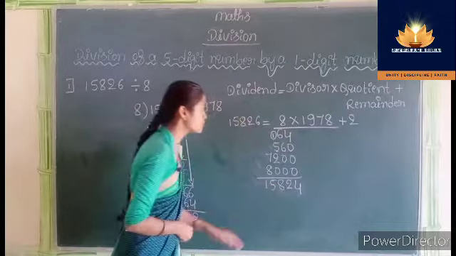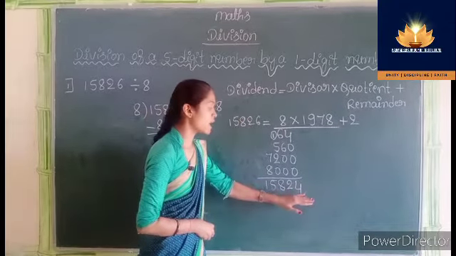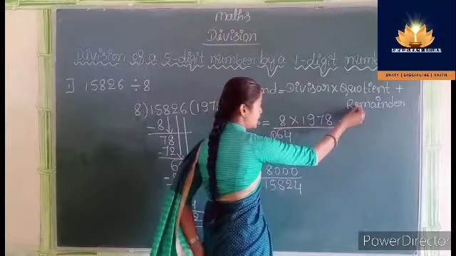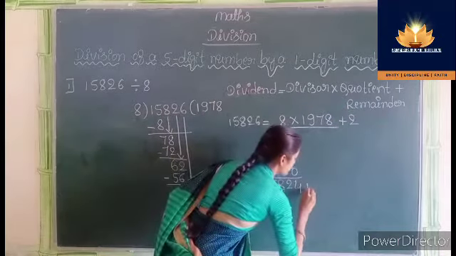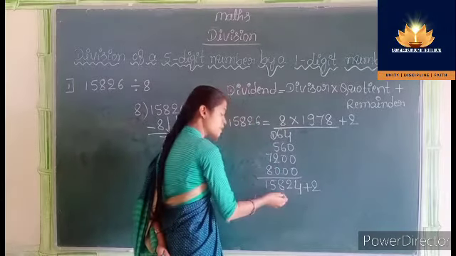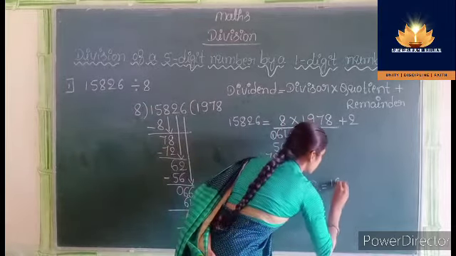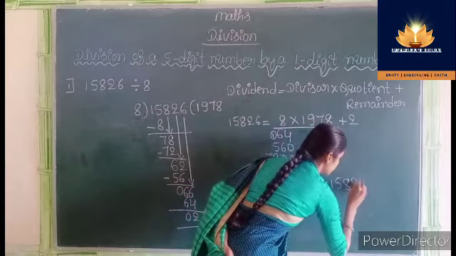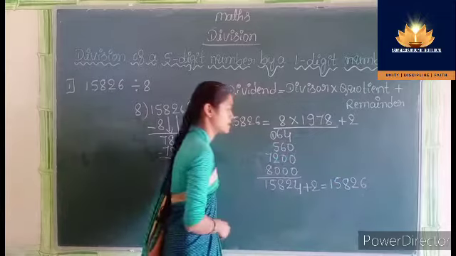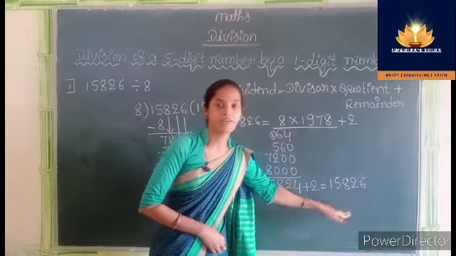So we get 15,824. Now add this remainder to this product. When we add 2 to this 15,824, we will get 15,826. So LHS is equal to RHS. Our division is right.